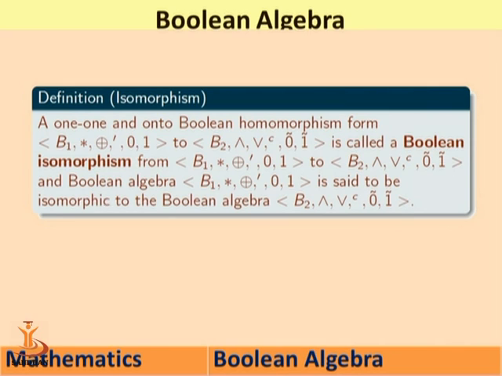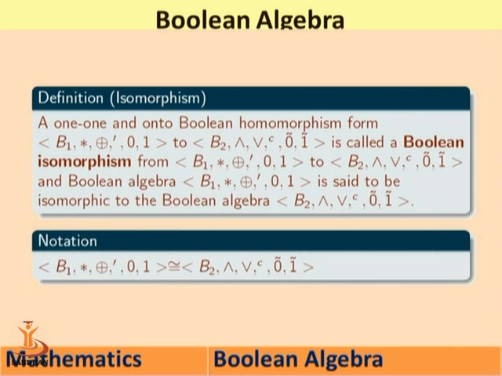the converse is not true. That means it may happen that some homomorphisms are not isomorphisms. So I'll give you an exercise to find a homomorphism which is not an isomorphism. Now if we have two Boolean algebras that are isomorphic, then there is a notation: B1 star, ring sum, dash, 0, 1 is congruent to B1 meet, join, complement, 0 tilde, 1 tilde. So this is the notation for isomorphism.